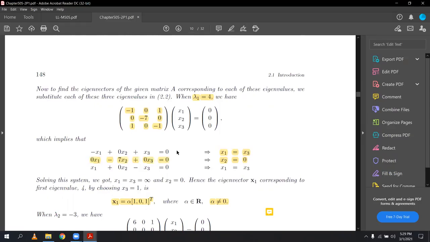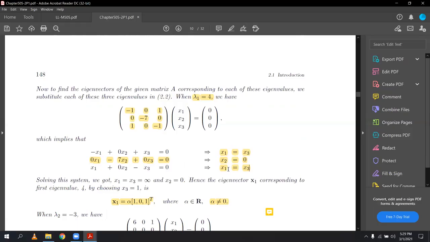Directly it gives you what? x2 equal to 0. And what does your first equation give you? x1 equal to x3, am I right? And what does your third equation give you? x1 equal to x3, which is the same. So of course, since it is the same, we will ignore it.